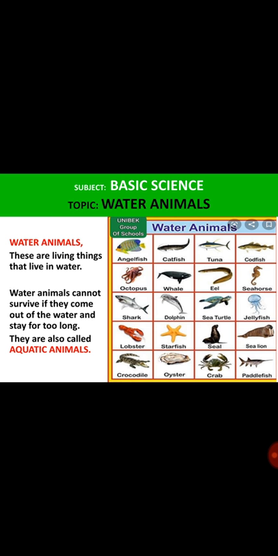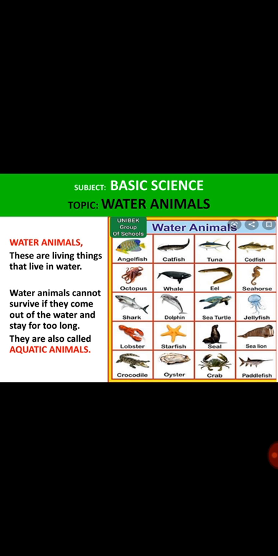So when you have these things, then you now begin to explain the lesson to them. For example, you tell them water animals. These are living things that live in the water. Okay, water animals cannot survive if they come out of water and stay for too long. The crocodile can actually come out of water, okay, but it cannot stay for 2 weeks without going into water. It cannot stay for too long. You cannot catch a fish and keep it outside and it's going to survive when it stays out for too long. So these are explanations you need to explain.